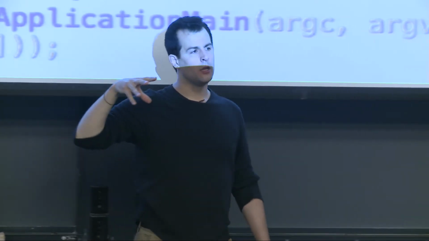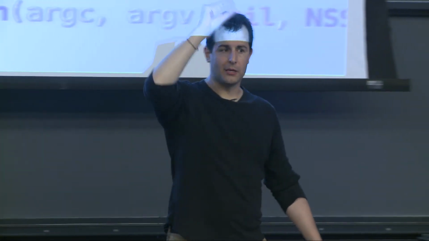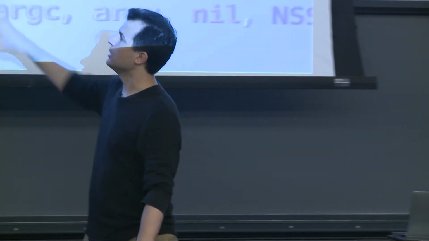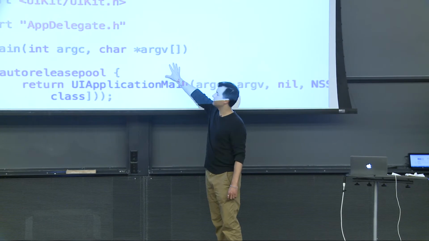Import appdelegate.h. Don't know what that is yet, but I remember seeing it among the remaining files, so we'll come back to that in a moment. That's a file that I get to actually interact with. Here's the promised signature for main. We're not going to touch this.